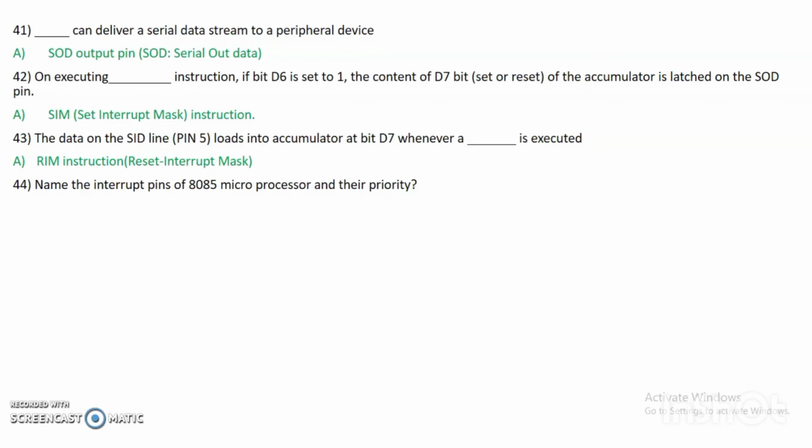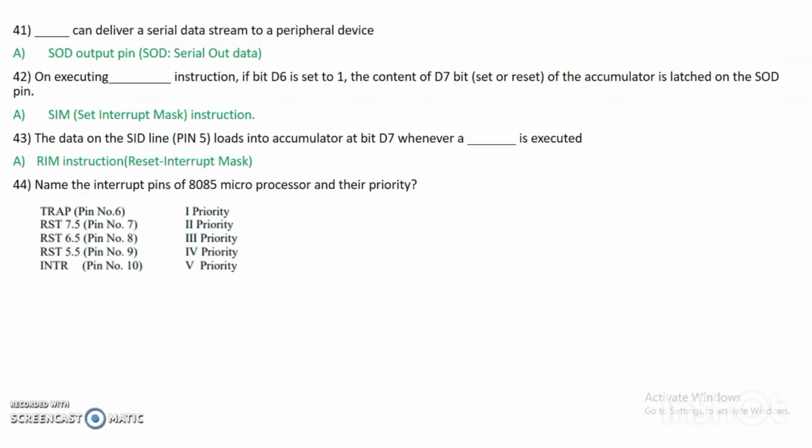Bit number 44, name the interrupt pins of 8085 microprocessor and their priority. As I told you earlier, in 8085 microprocessor we have 5 hardware interrupts. Each of the 5 hardware interrupts has its own priority. The highest priority is for trap interrupt and the lowest priority is for the interrupt request pin.